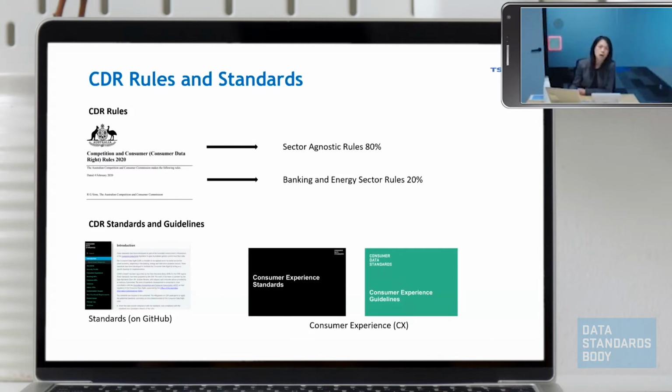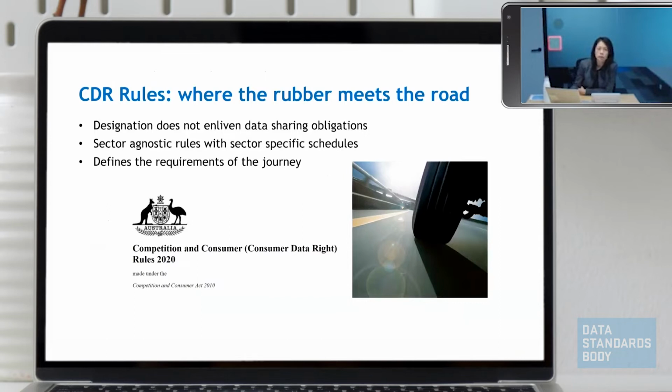So I might move to the next slide, go into a little bit more detail about what we mean by the CDR rules. So I mentioned designation before. Designation doesn't actually enliven any data sharing obligations for data holders. It's really the rules and the technical standards that work together to make sure that data sharing obligations flow. So again, sector agnostic rules, sector specific schedules, and the technical standards all work together to make sure that there's specific requirements on the data sharing journey. So we like to describe it as where the rubber meets the road. Previously, we said that it was just the rules were where the rubber meets the road, but I think it's fair to say it's in concert with the standards. It's together where the rubber hits the road for a lot of obligations in CDR.